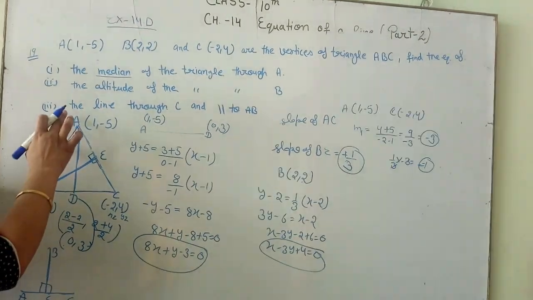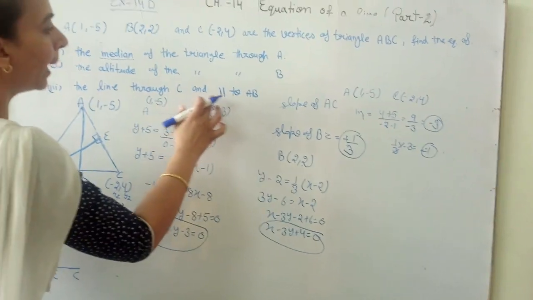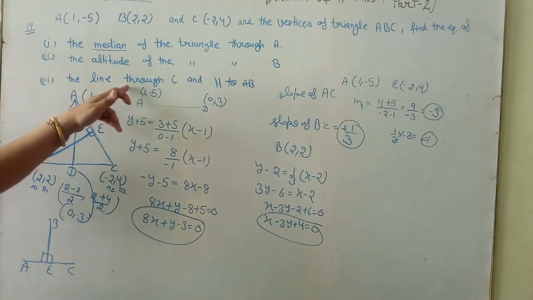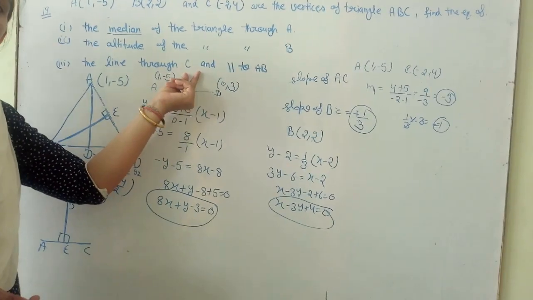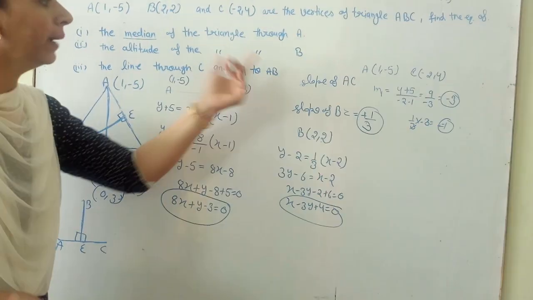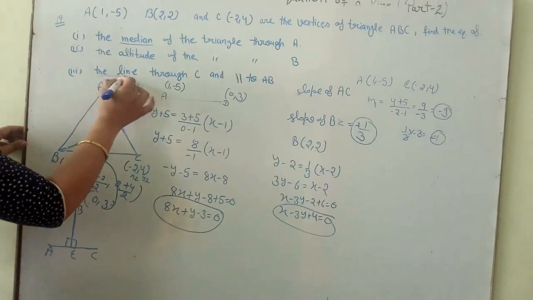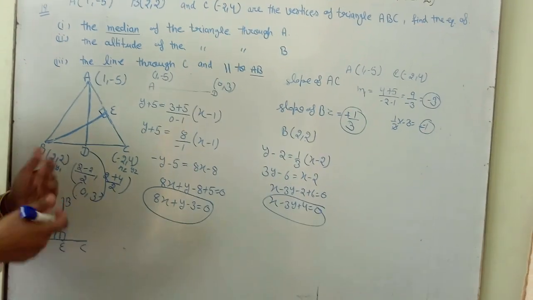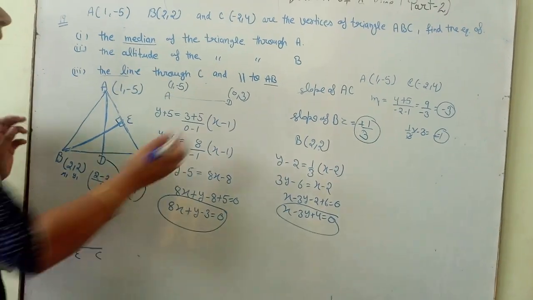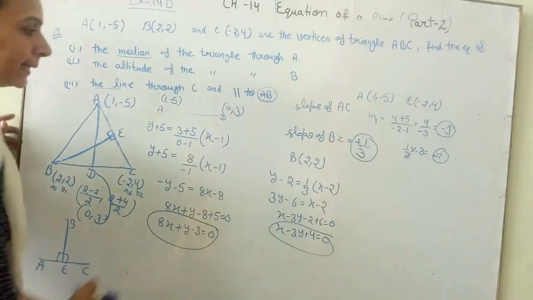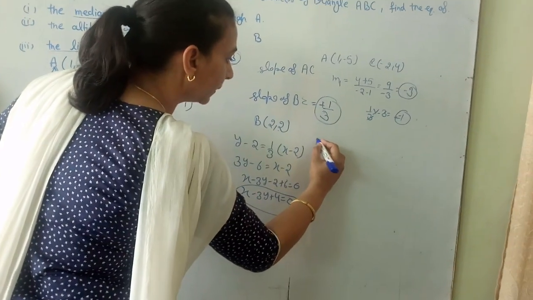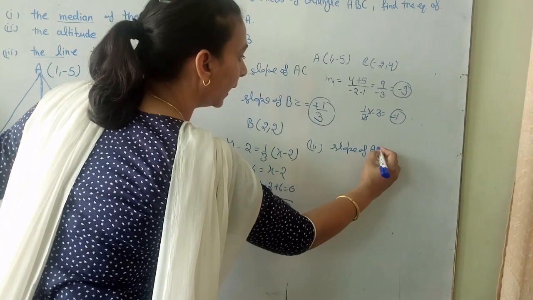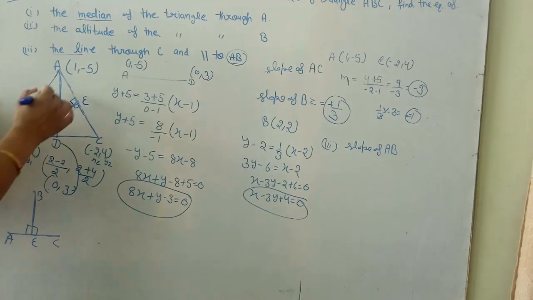Again, the third part: the line through C and parallel to AB. The equation of a line through C means passing through C and parallel to AB. If two lines are parallel, then their slopes are equal. First we find the slope of AB.